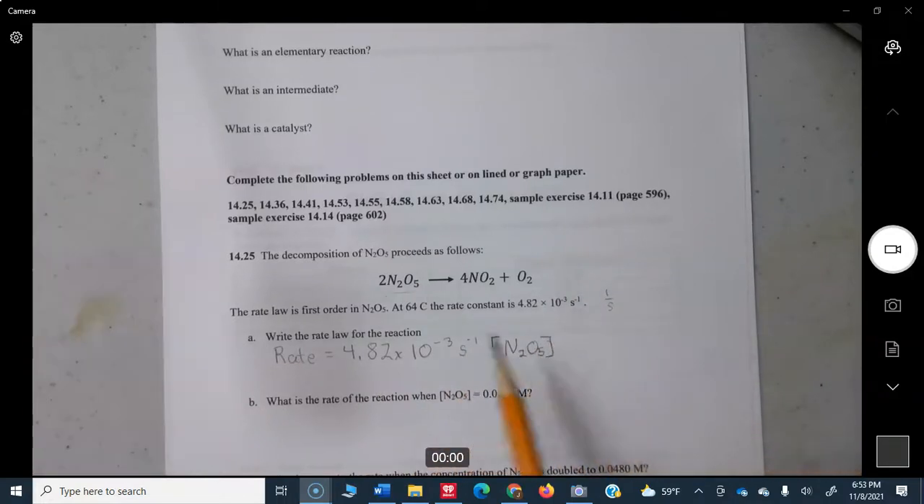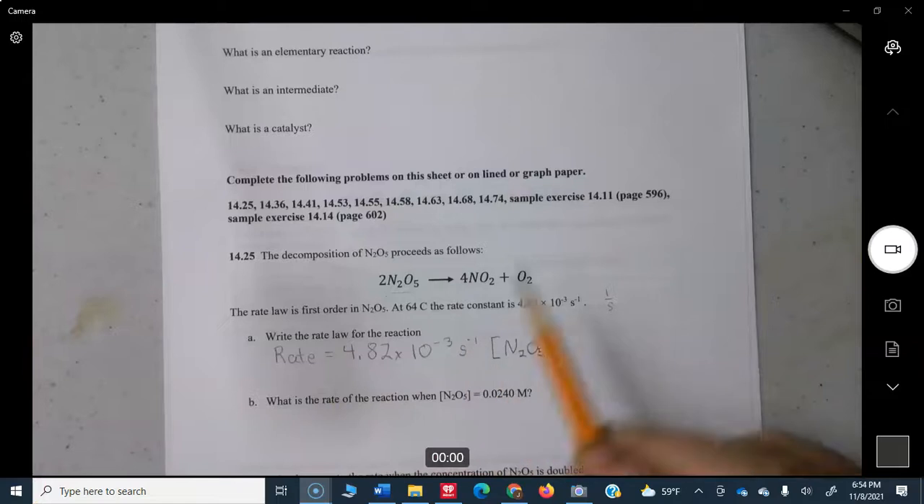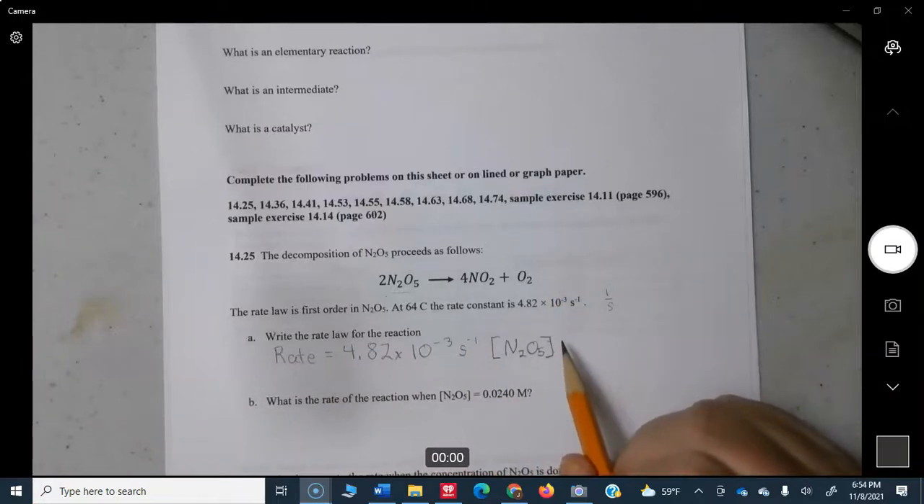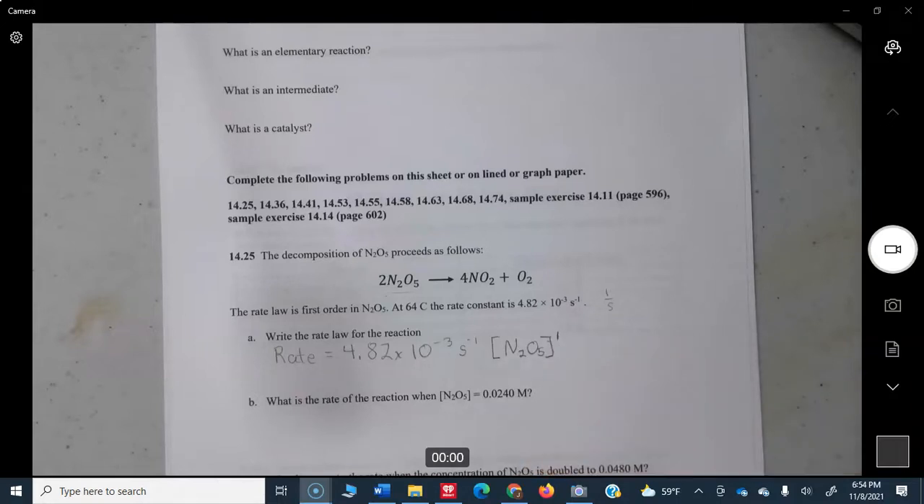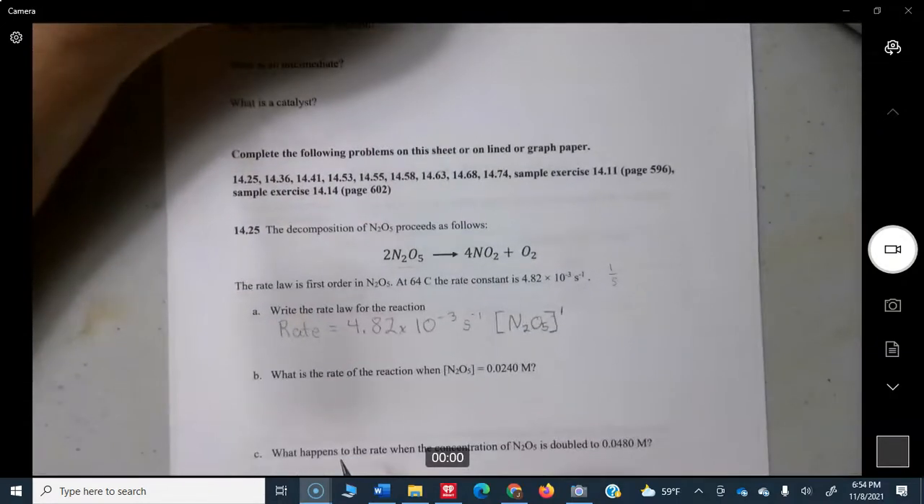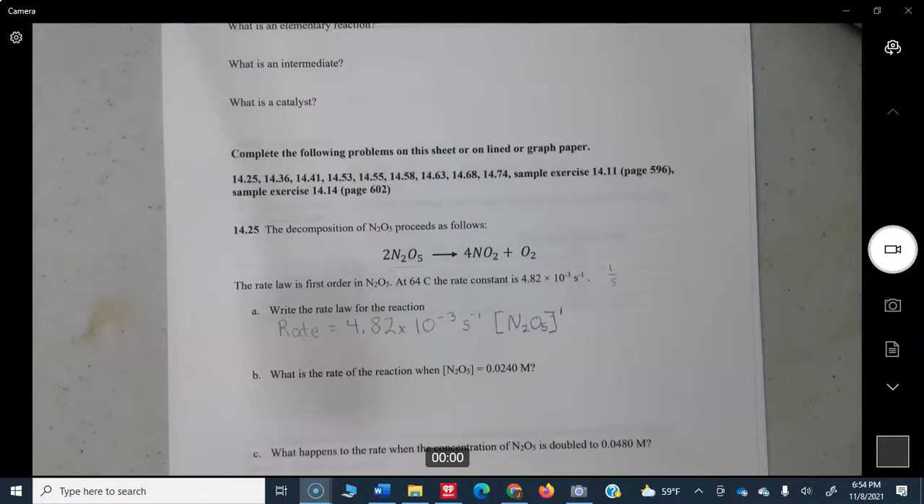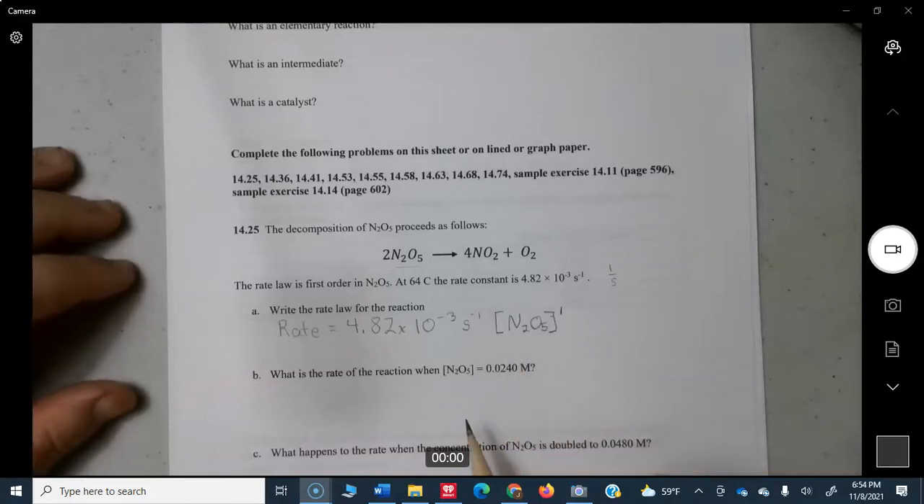Okay, and there we have it. It says it's first order, so therefore that exponent is 1. So we know the exponent. We don't have to write it, but I'll go ahead and do it right there. So that would be the rate law. B, what is the rate of the reaction when N2O5 is 0.0240 molar? Okay, so you just simply plug that number in.